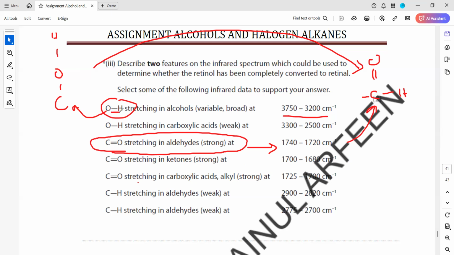First we'll have OH, then during the reaction we'll have both OH and CO, and once it has completely converted into retinal, it will have only C double bonded with O. So that's how you will mention this. Is it clear? So in retinal, there will be a strong absorption from 1740 to 1720. But in retinol, there was a broad absorption, and eventually it will disappear.